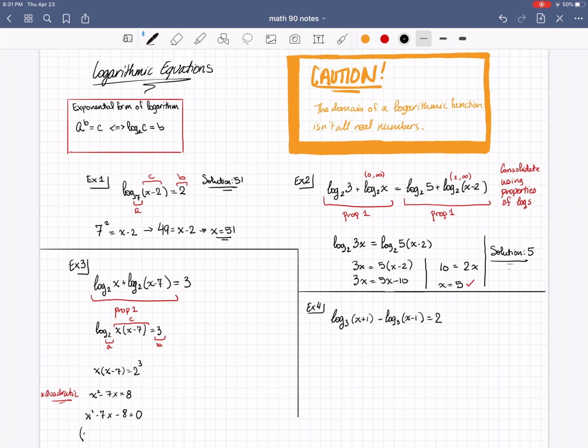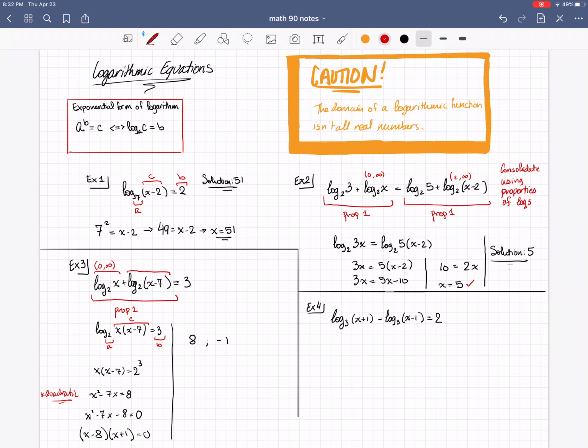This happens to factor into x minus 8 times x plus 1. So right now, we're looking at the possibility of the solutions being 8 and negative 1. But wait a minute, we still got to look in the domains. The domain of the first one is strictly positive numbers. So x has to be greater than 0. So it's already not looking very good for negative 1.